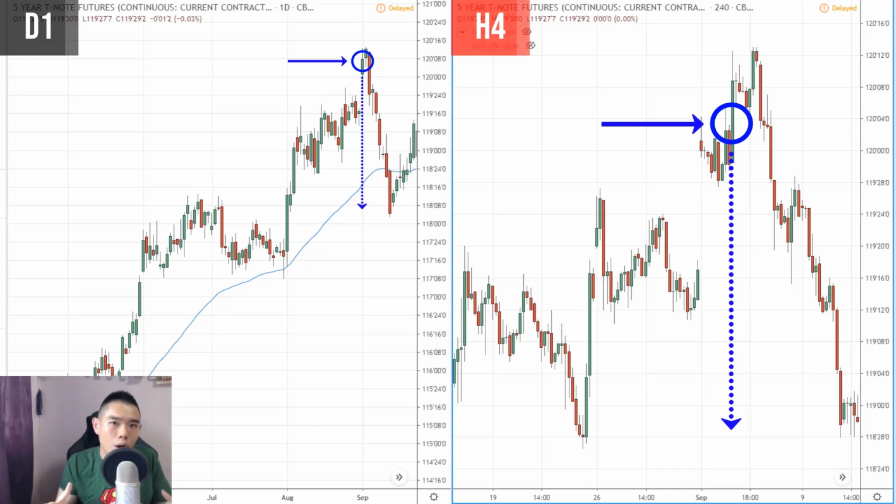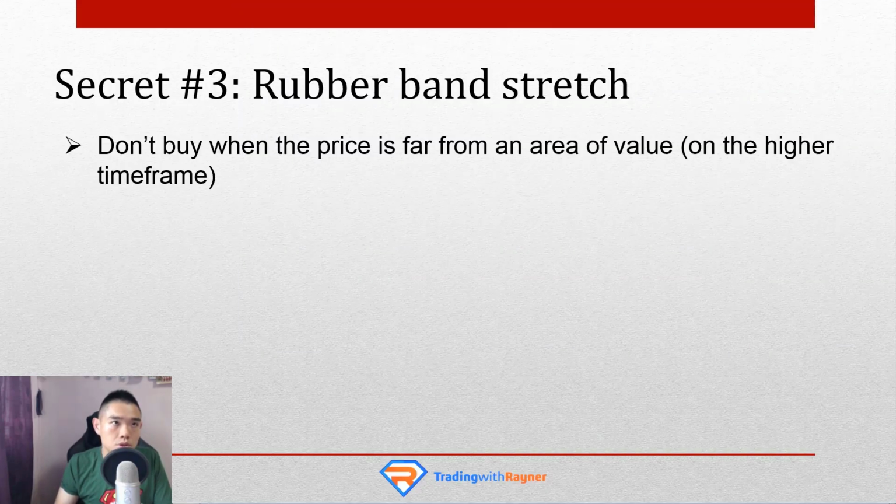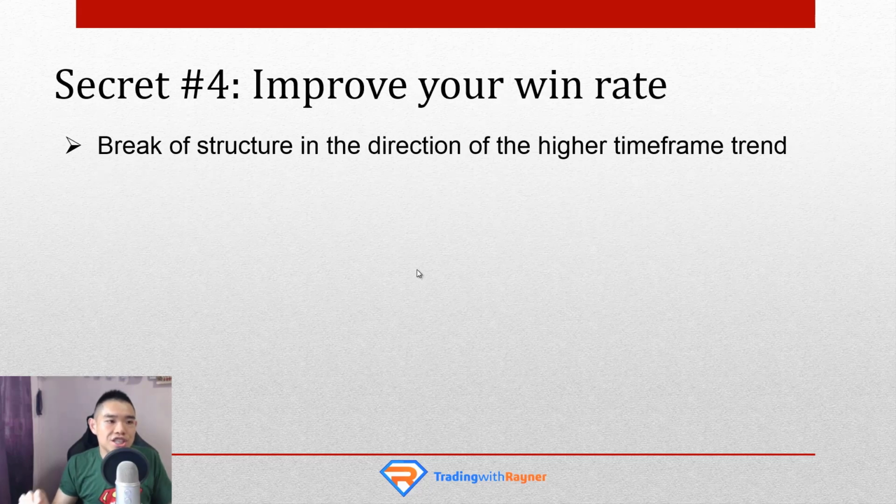Okay, so this is what multiple time frame analysis can do for you when you understand how the big picture works. So moving on. Secret number 4, how do you actually improve your winning rate using multiple time frame analysis? The thing that I want you to pay attention to is look for a break of structure in the direction of the higher time frame trend.